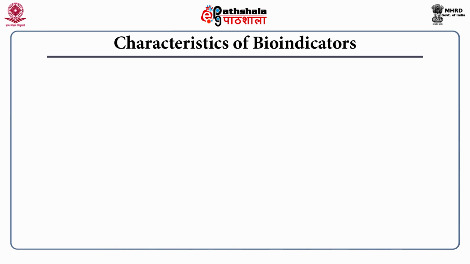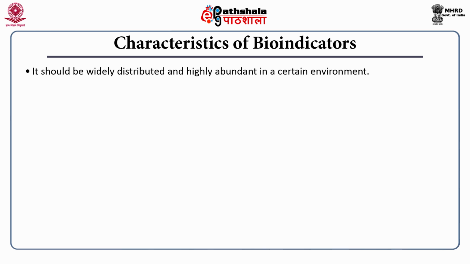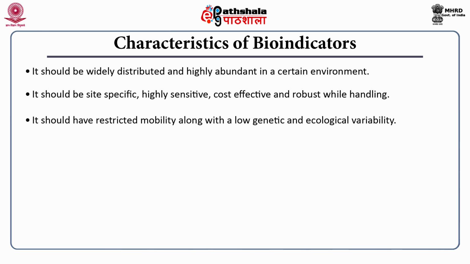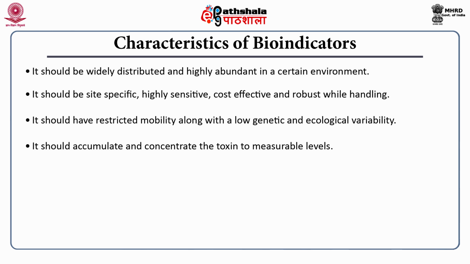Characteristics of bioindicators. An ideal bioindicator requires certain characteristics to be classified as a bioindicator, which are wide distribution, high abundance in the environment, site specificity, high sensitivity, cost effectiveness and being robust while handling. It should also have restricted mobility along with a low genetic as well as ecological variability. It should also accumulate as well as concentrate the toxins to measurable levels.